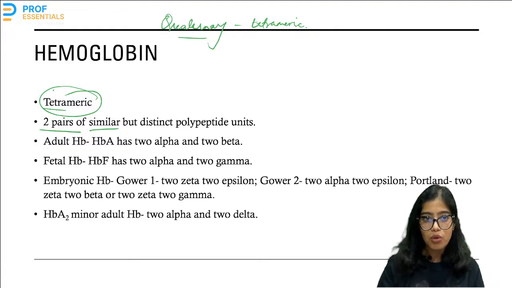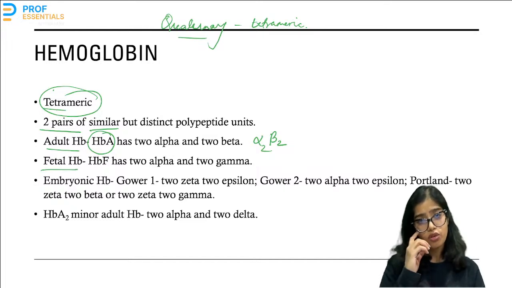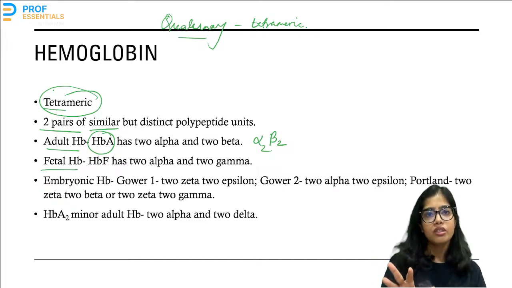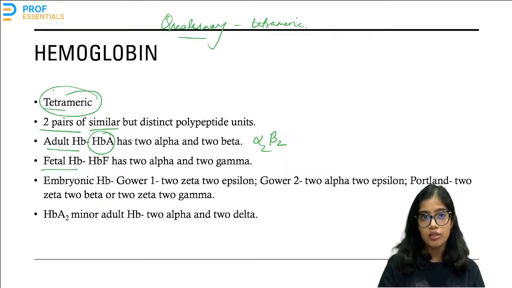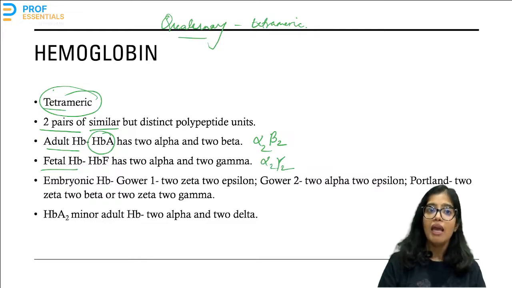In adult hemoglobin, which is denoted by HbA, we have alpha 2 and beta 2. Two alpha chains and two beta chains in the adult hemoglobin that all of us, the normal adults, have. Fetal hemoglobin, which is present in the fetus from the third trimester till around the first 6 months of age, will predominate, and it has 2 alpha and 2 gamma units. Okay, so 2 alpha and 2 gamma. This is fetal hemoglobin.